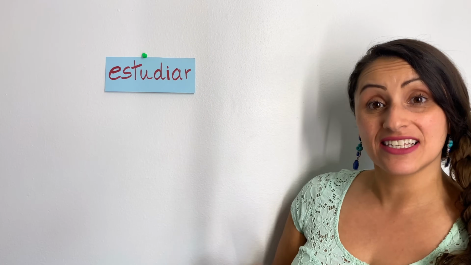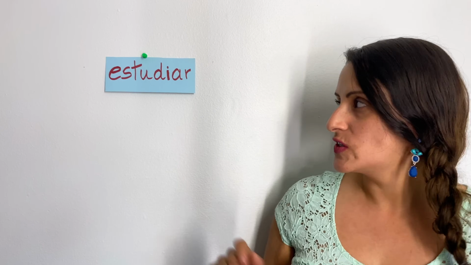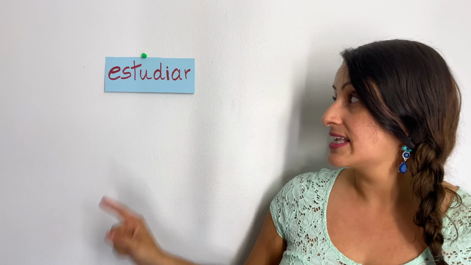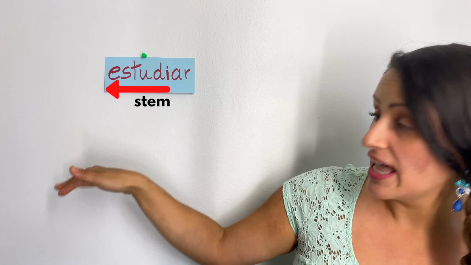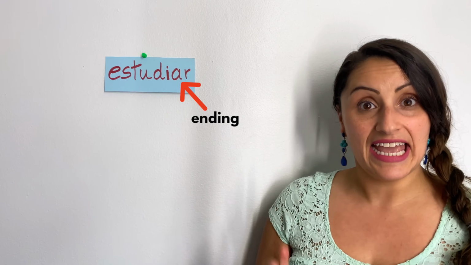Since we're conjugating AR verbs today, I have the verb estudiar, to study. Do you see how it ends in AR? That's what we call an AR verb. In order for us to conjugate it, basically we're going to change it to match the person that is performing the action. We need to know the two parts of the verb. All verbs have two parts. And in this case, the AR is what we call the ending. Whatever's left over, that's the stem. Okay? So the AR is the ending, and whatever's left over, it's the stem.